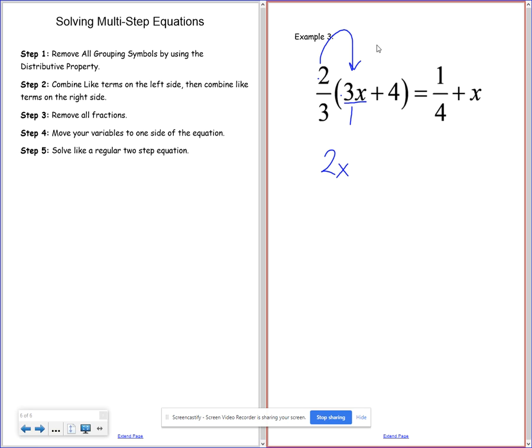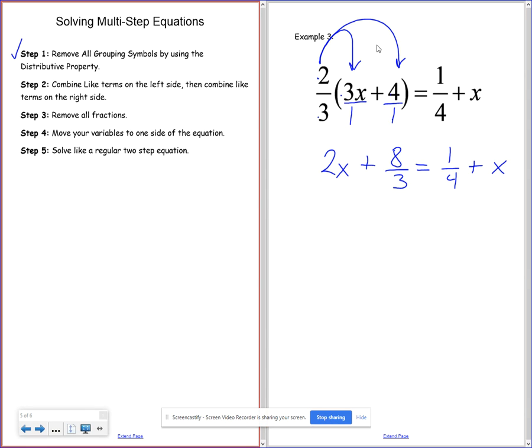Now I'm going to take 2/3 and multiply by the 4. So let's put it over 1. 2 times 4 is 8. 3 times 1 is 3. So we get 8/3. And that's equal to 1/4 plus x. So we get step 1 done. Step 2, combine like terms on the left side. And then combine like terms on the right side. Well, that step's already done.